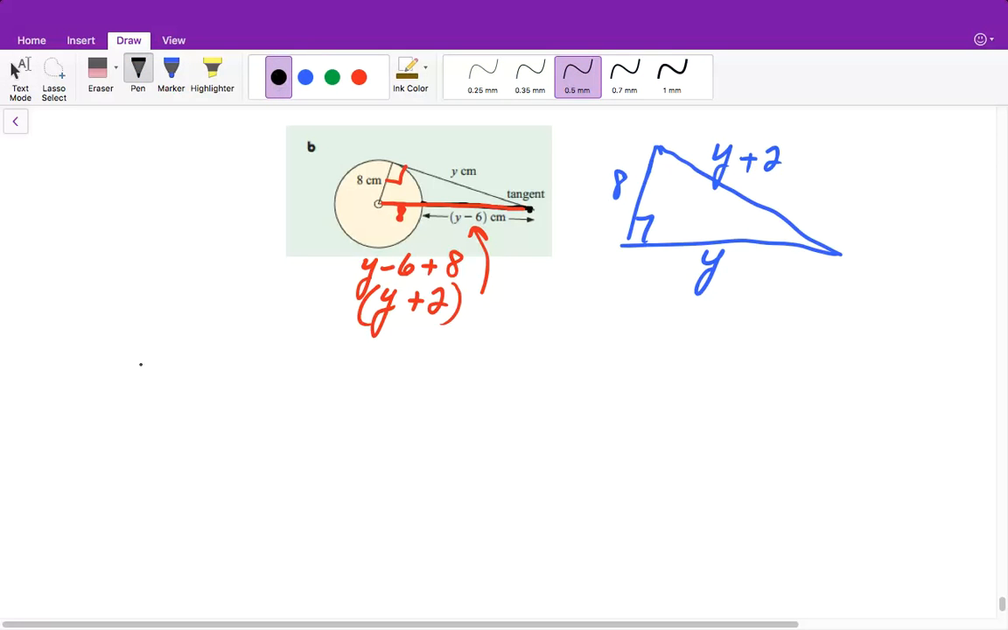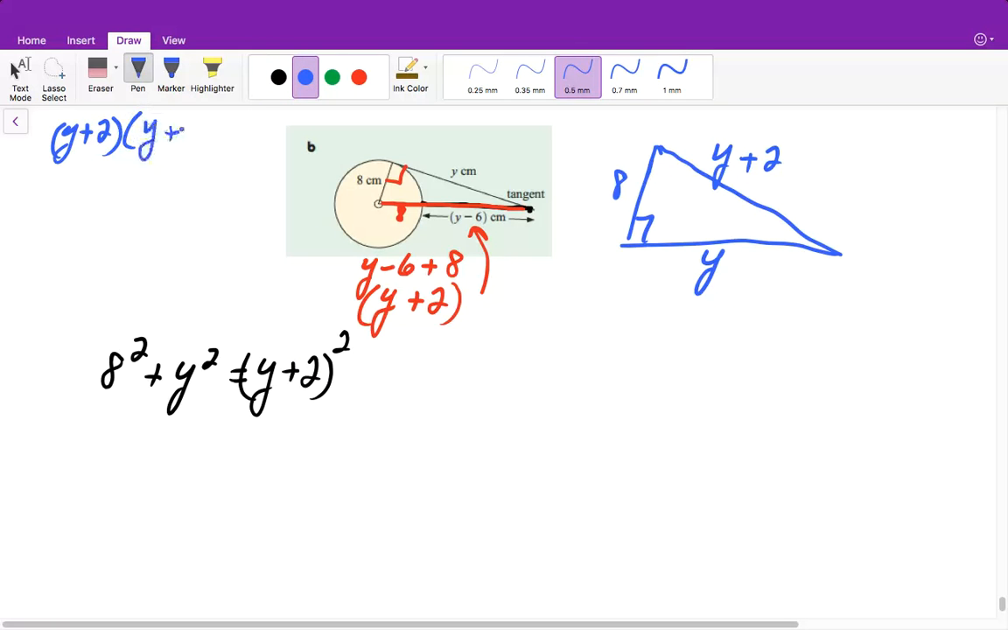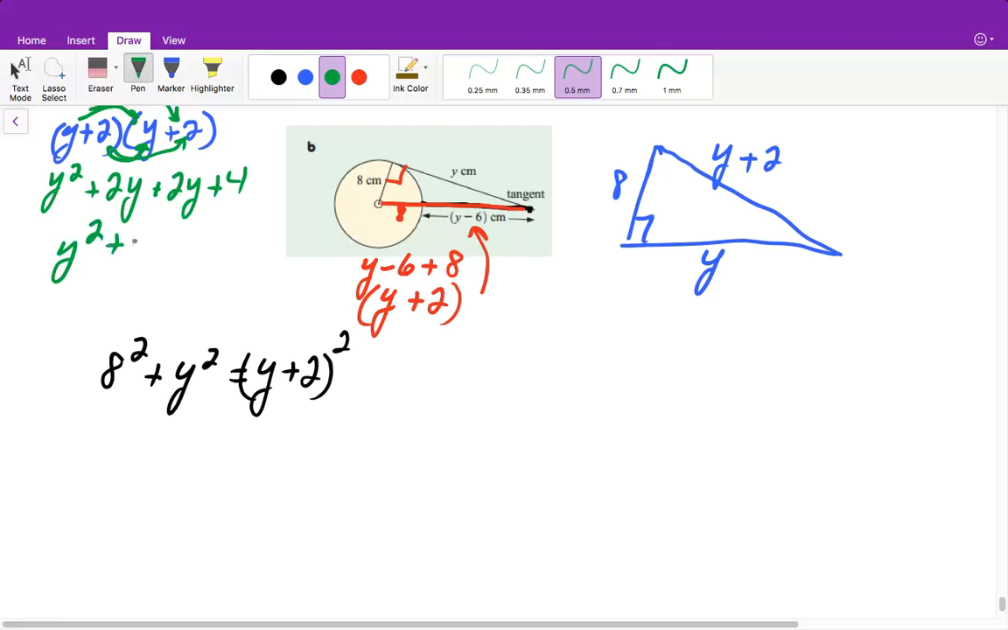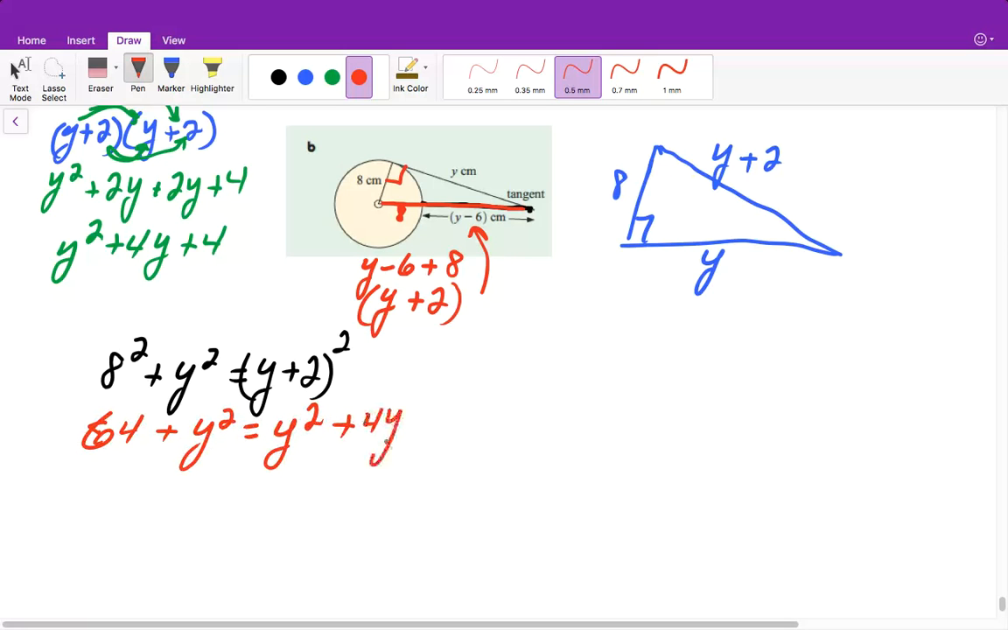So now we can solve this by 8 squared plus y squared is equal to y plus 2 squared. Now we need to FOIL this out, so I'm going to do it up here. So y plus 2 squared is the same as y plus 2 times y plus 2. We distribute this y in and get y squared plus 2y. Then we distribute this 2 in, so we get plus 2y plus 4. So this gives us y squared plus 4y plus 4. So we have 64 plus y squared is equal to y squared plus 4y plus 4.